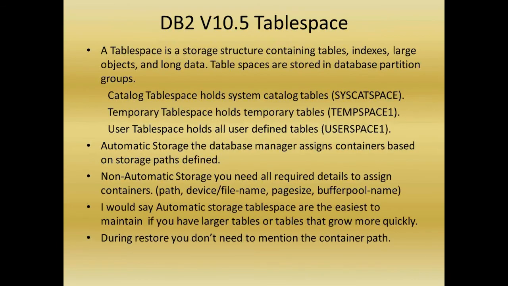Now coming to 10.5 tablespaces. A tablespace is a storage structure containing tables, indexes, and large objects. There are three types of tablespaces: the catalog tablespace that holds the catalog tables, the temporary tablespace that holds temporary tables, and the user tablespace that holds all the user-defined tables. My personal favorite is automatic storage, in which the database manager assigns the containers and storage paths.